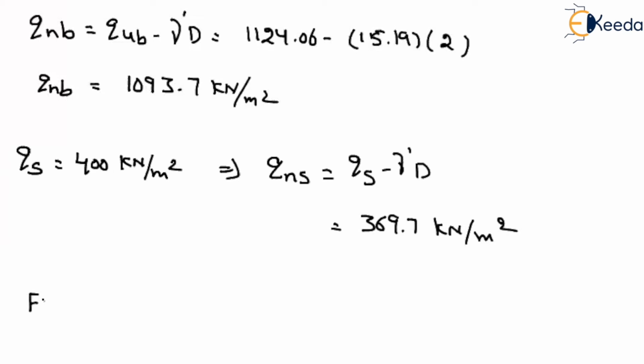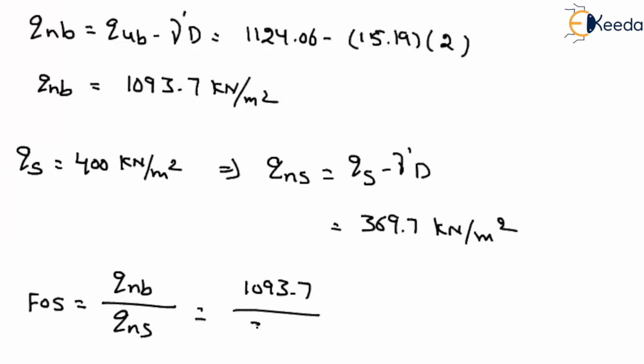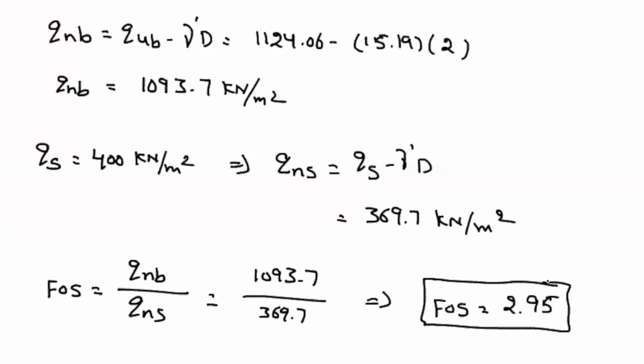From this, what is the factor of safety? Factor of safety will be the capacity of the foundation, represented by the net bearing capacity, divided by the net pressure we are applying, q_ns. That will be 1093.7 divided by 369.7, so the factor of safety is around 2.95. So this problem depends upon the ultimate bearing capacity, and also upon the load acting, that means the pressure acting on the soil. Hope you understood. Thank you.